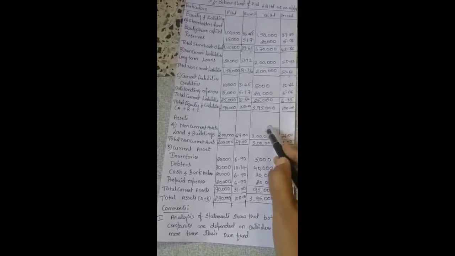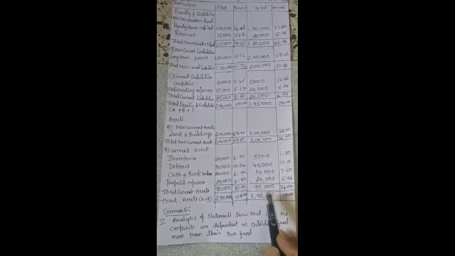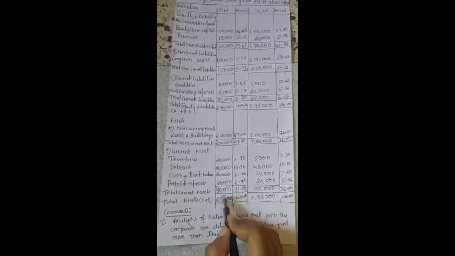In the same way for Q Limited also, 3 lakh divided by that particular company's assets total, 3,95,000, into 100, 76%. Total also 76%. 5,000 divided by 3,95,000 into 100, 1.3%. 40,000 divided by 3,95,000 into 100, 10.13. Like this you have to do. So the total assets should be kept as 100% for P Limited, and 3,95,000, the total assets of Q Limited, should be kept as 100%.